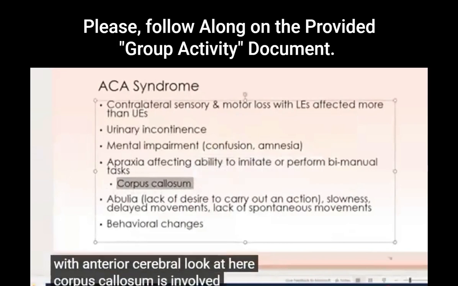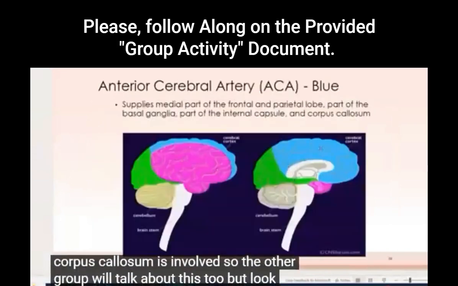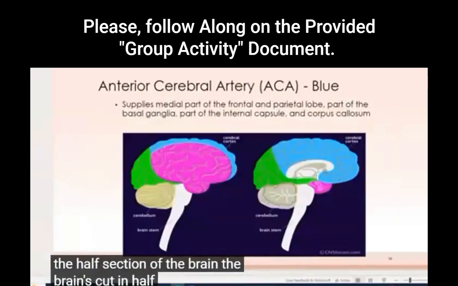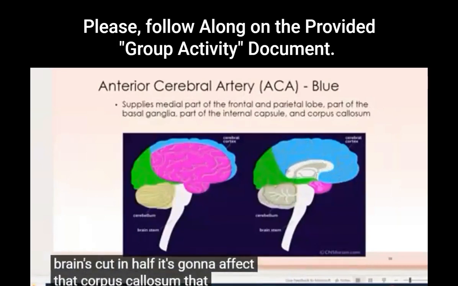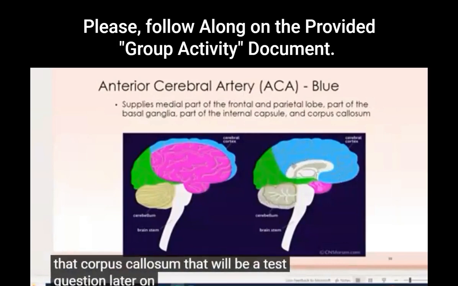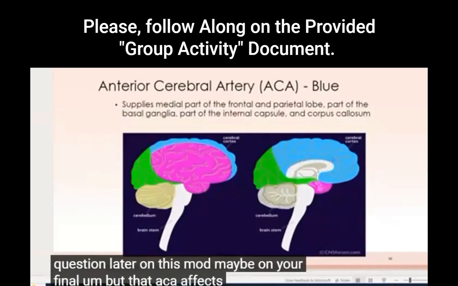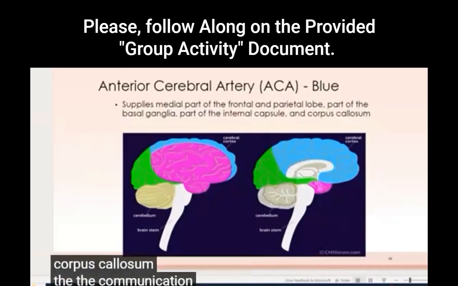The corpus callosum is involved. The other group will talk about this too, but look at it. It's right in here. This is the half section of the brain. The brain's cut in half. It's going to affect that corpus callosum. That will be a test question later on this module, maybe on your final. But that ACA affects that corpus callosum, the communication.